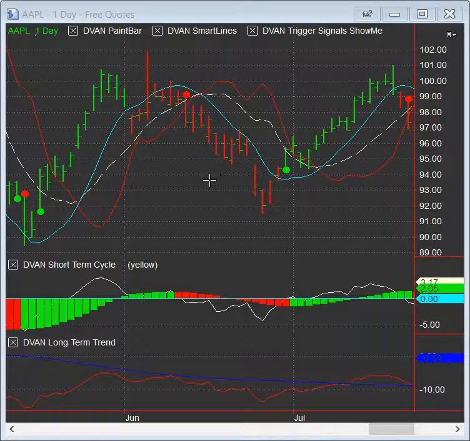I want to start off by going through the list of indicators. We have DVAN Paintbar, DVAN SmartLines, DVAN Trigger Signals. That's a show me that just plots potential entry points long and short. And we have DVAN Short-Term Cycle in a panel beneath, and another panel beneath DVAN Long-Term Trend. I'll go through each of these indicators very briefly.